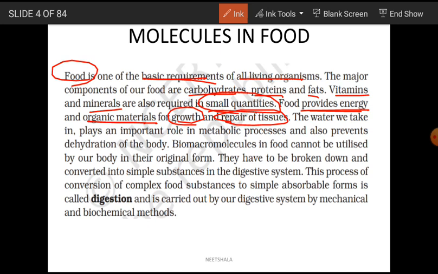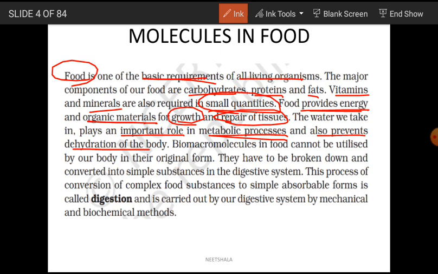Also, along with food, we drink a lot of water, right? Nearly 8 glasses of water we are drinking minimum a day. So the water we take also plays a very important role in our body. Number one, it plays a very important role in the metabolic processes, and number two, it prevents dehydration of the body. And also it acts as a catalyst in various metabolic processes in our body.